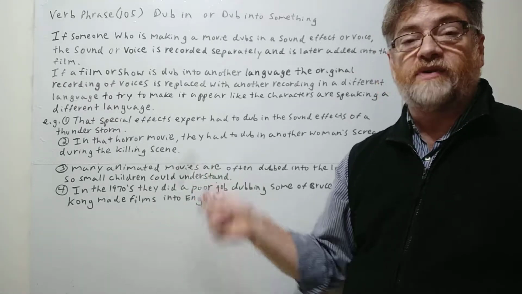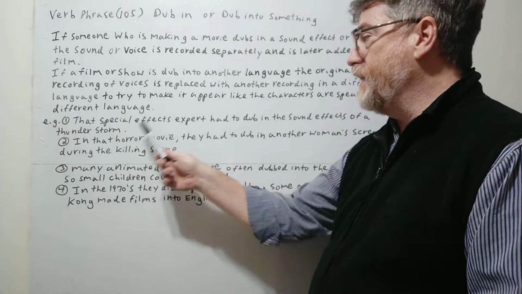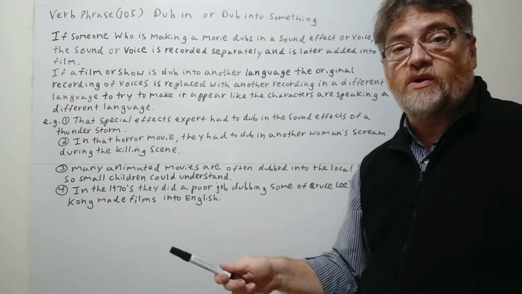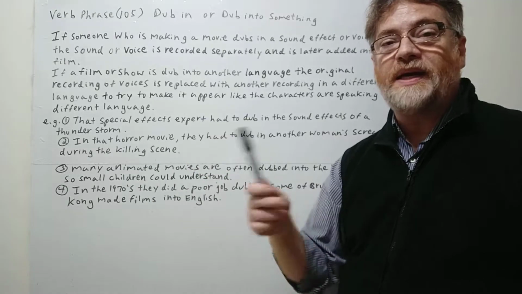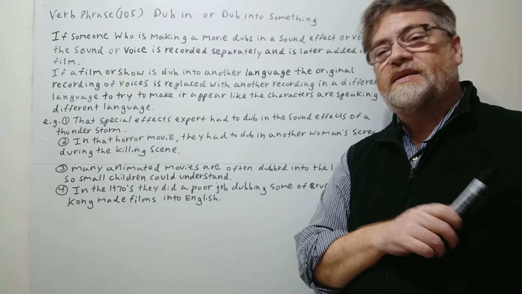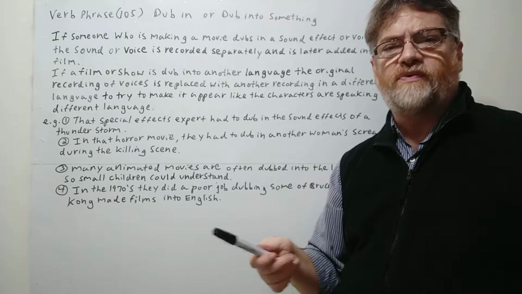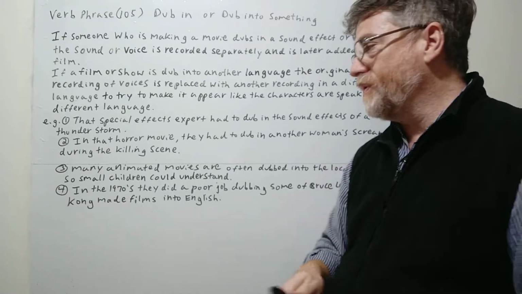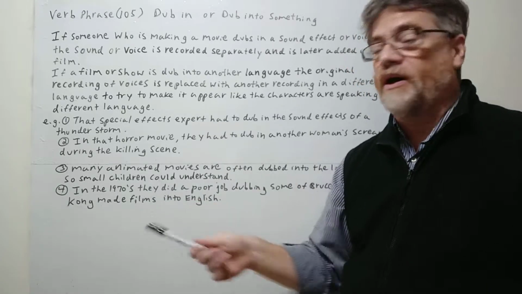All right, let's look at several examples here to cover both of these. Example number one: that special effects expert had to dub in the sound effects of a thunderstorm. It's probably not really a thunderstorm happening at the time they're filming, but if they wanted that sound effect, they have a lot of ways to make it sound like a real thunderstorm. It's amazing. They've often shown films of how they hit things together to sound like a lot of natural things. But in that case, they just dub it into the movie, and it's usually done later on.